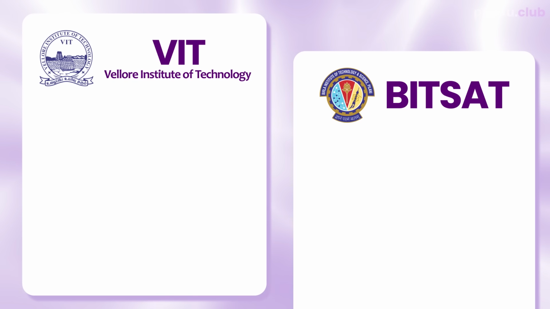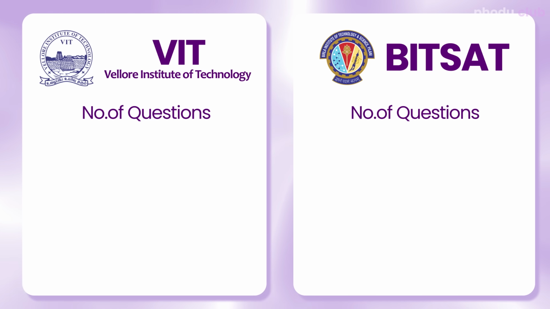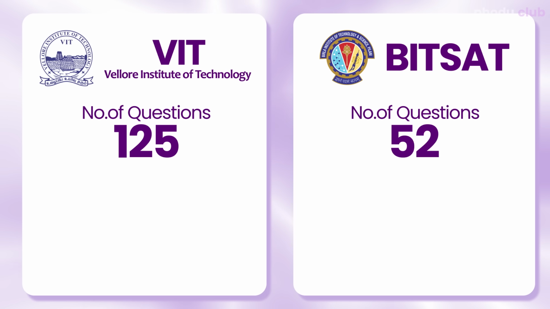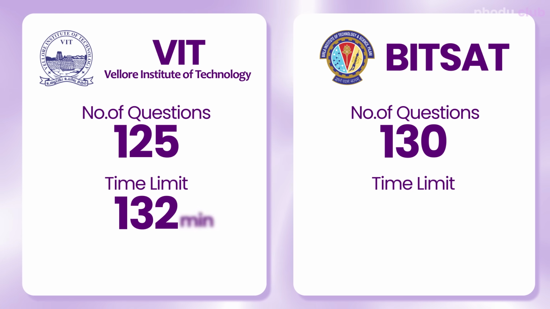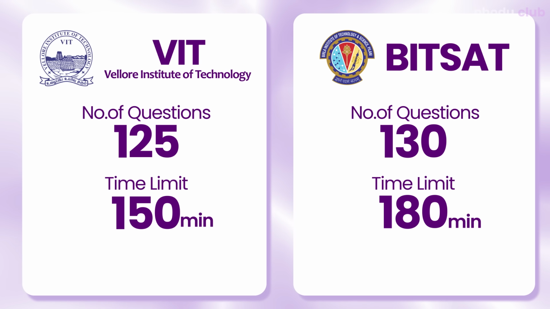Now if we talk about the pattern of VIT, in one aspect it is very similar to that of BITSAT, and that is the number of questions. In BITSAT there are 130 questions, and in VIT EEE there are 125 questions. But here's the catch: you get 3 hours in BITSAT, whereas in VIT EEE you get half an hour less. You get 2.5 hours, that is 150 minutes. So your speed needs to be super fast in order to attempt all the questions with good accuracy.